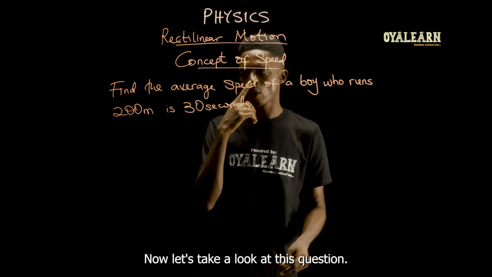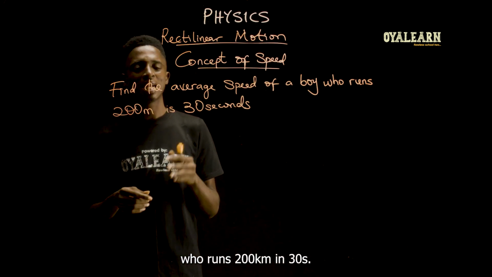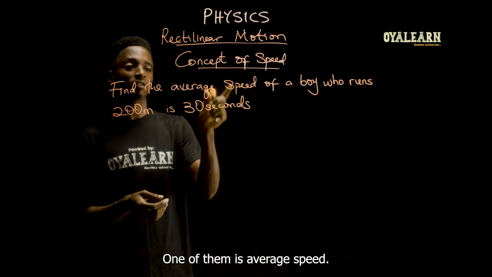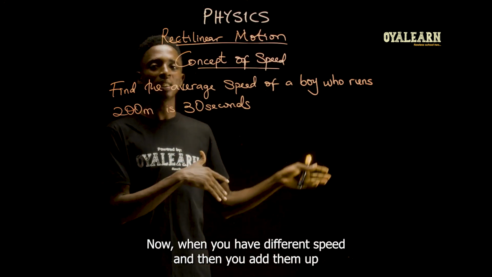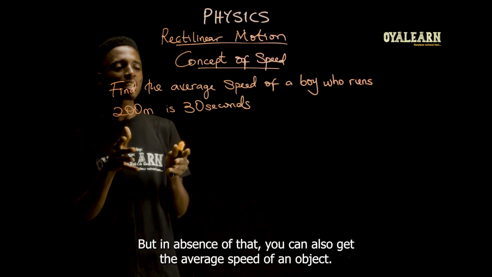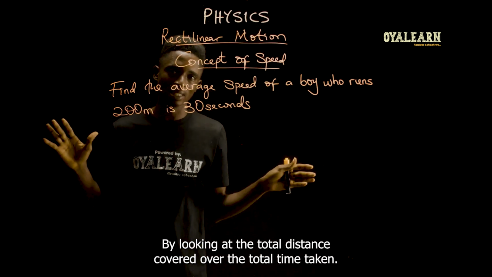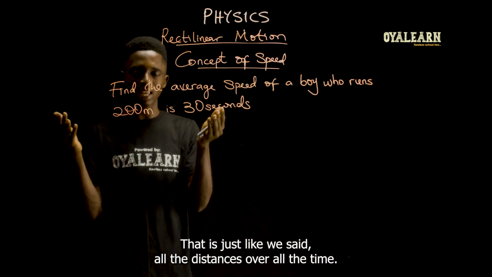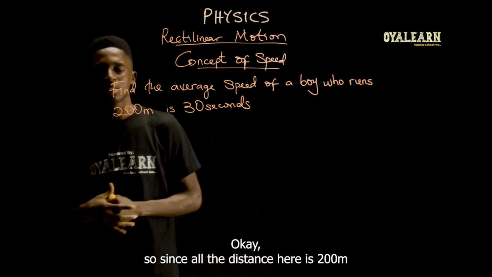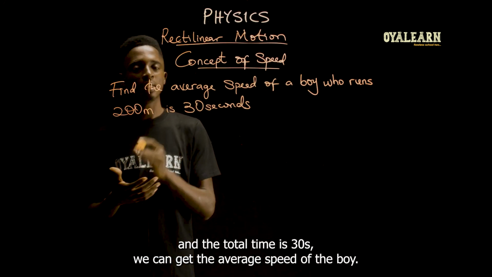Now, let's take a look at this question. The question says, find the average speed of a boy who runs 200 meters in 30 seconds. I did mention that of the types of speed we have, one of them is average speed. When you have different speeds and you add them up and divide by the number of speeds given, you get the average speed. But in the absence of that, you can also get the average speed of an object by looking at the total distance covered over the total time taken. Since the total distance here is 200 meters and the total time is 30 seconds, we can get the average speed of the boy.